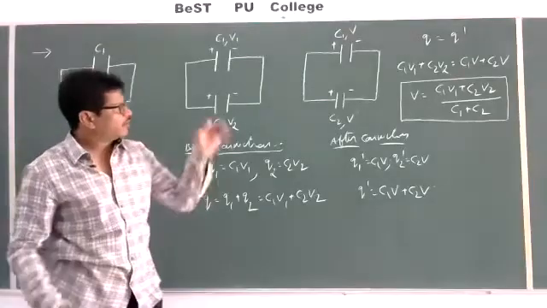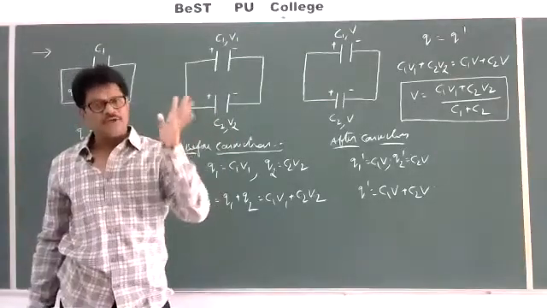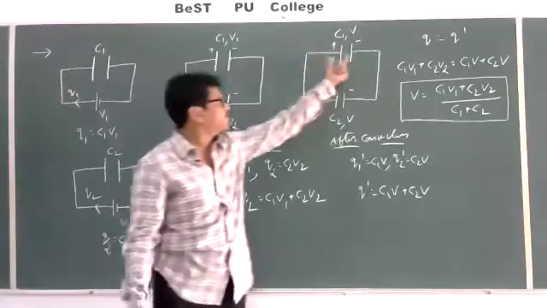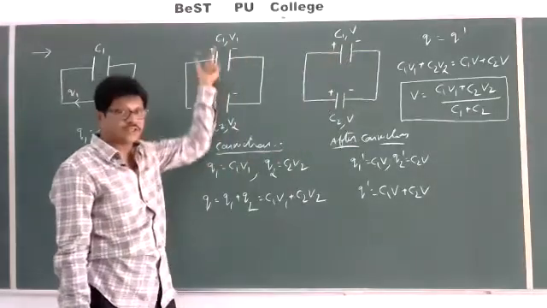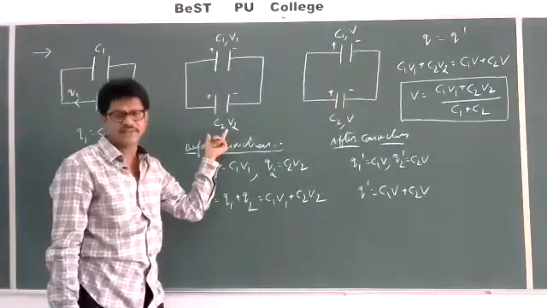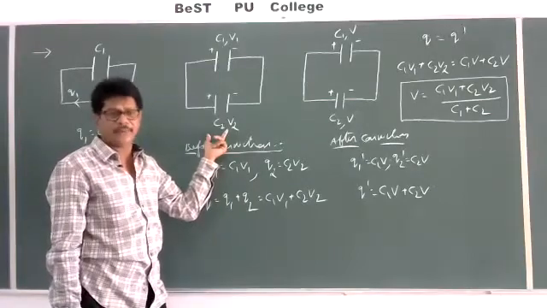So this is the formula to find out the common potential whenever two charged capacitors are connected in parallel together.